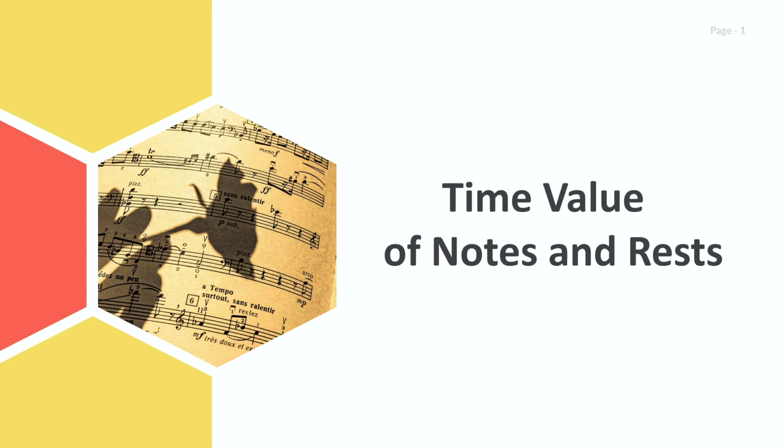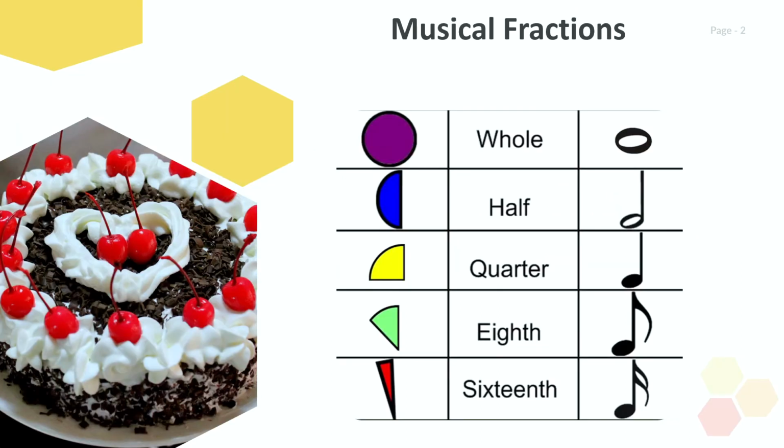Time value of notes and rests. A way for you to understand the time value of notes and rests is to picture in your head a cake, like you can see over here. The cake is represented by this note that is called the whole note or semibreve, and the duration of the sound lasts for 4 beats, 4 counts.